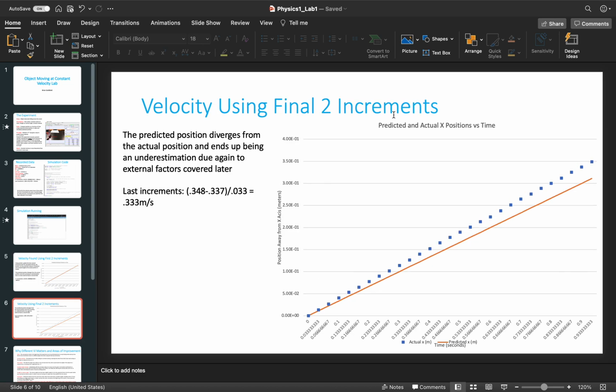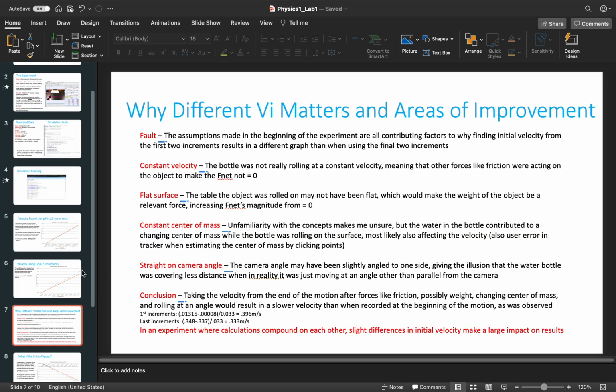Now when you use the final two increments of position to find the velocity, the predicted position ends up diverging from the actual position and is an underestimation due again to external factors that I'll cover in a second. But from the last two increments, the velocity ends up being 0.333 meters per second, which is a significant decrease from the first two increments. So why does the first two increments versus the last two increments create such a different velocity for our lab?